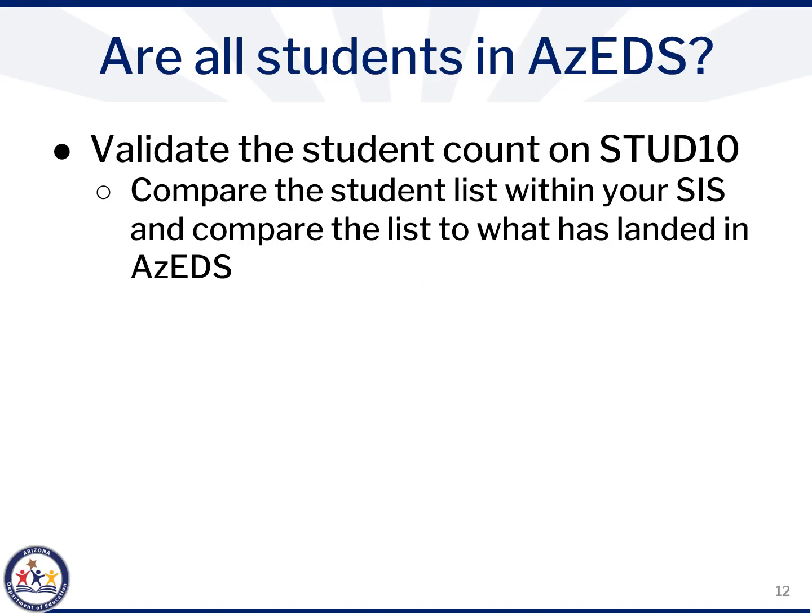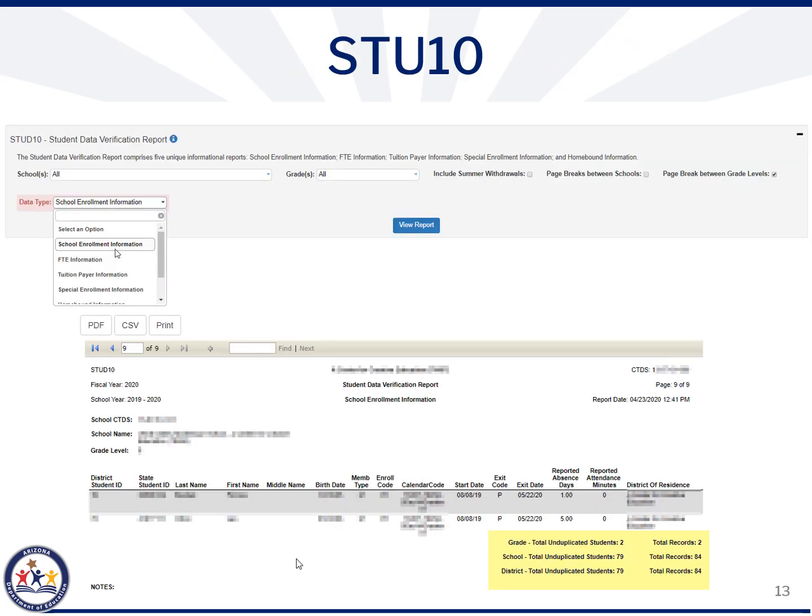Are all of your students in AzEDS? One way to validate that all of your students have landed in AzEDS is to utilize the Stud 10 report. You can compare the list from your Stud 10 to your SIS to validate that all of the students that you've had for the year have landed within AzEDS. In AzEDS, when you generate the Stud 10 report, you'd want to pull up the School Enrollment Information report. The very last page, and this is a quick check, shows an unduplicated student amount. If this matches what you have in your SIS, you'll know that the students have landed in AzEDS as you expected.